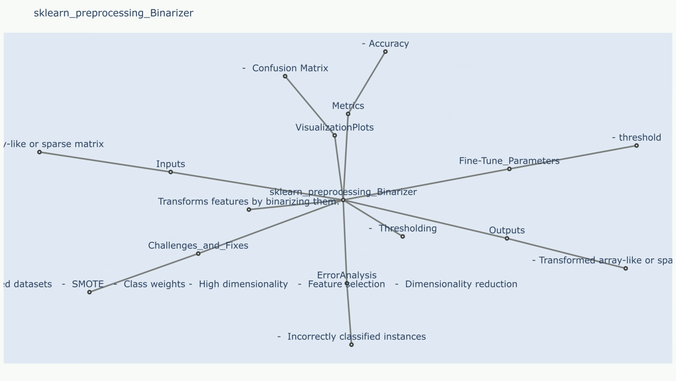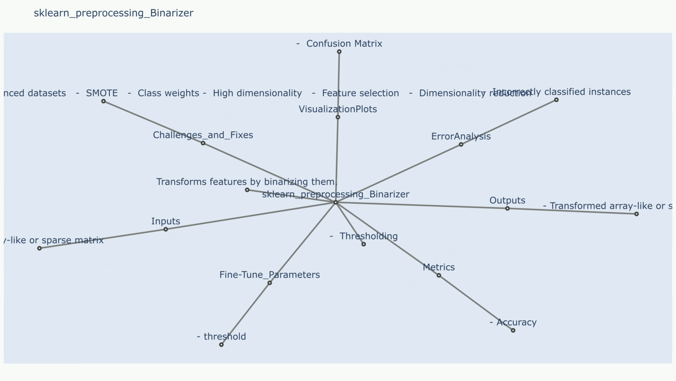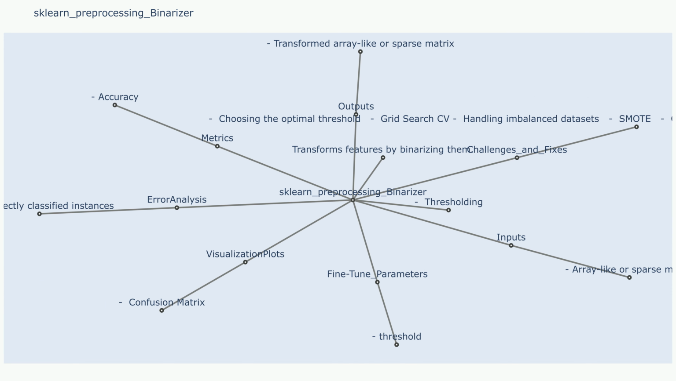Fine-tune parameters: Threshold, adjust the threshold to control the binarization point. A higher threshold results in fewer features being classified as 1. Uncertainty methods: Confidence intervals estimating the uncertainty associated with the threshold selection. Cross-validation evaluating the performance of the Binarizer with different thresholds using cross-validation.